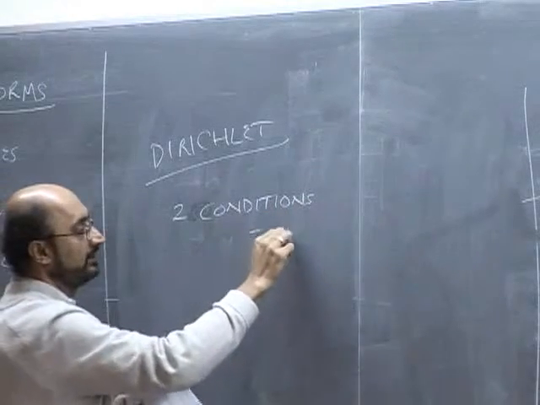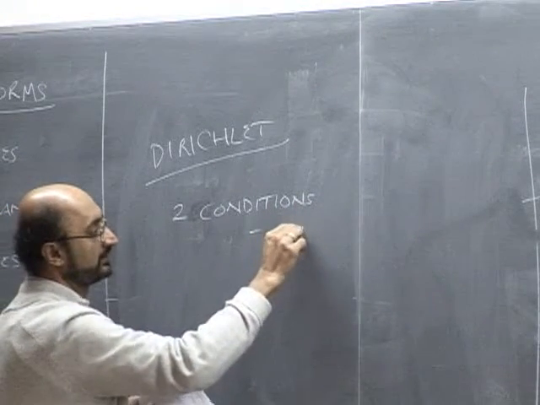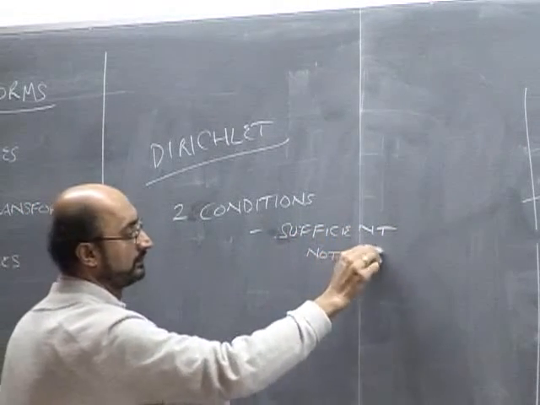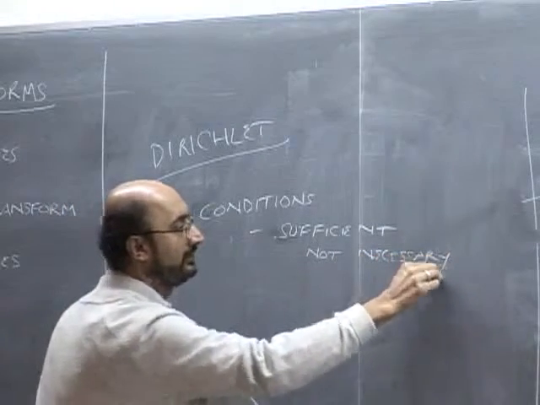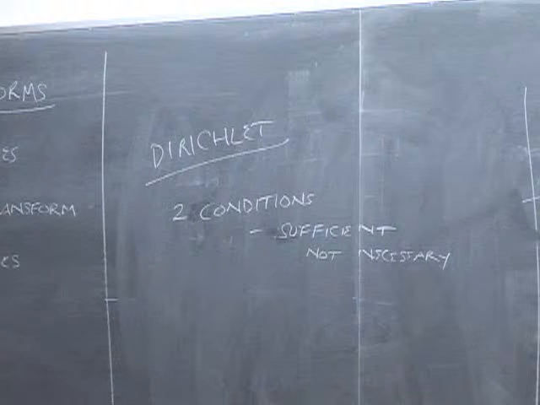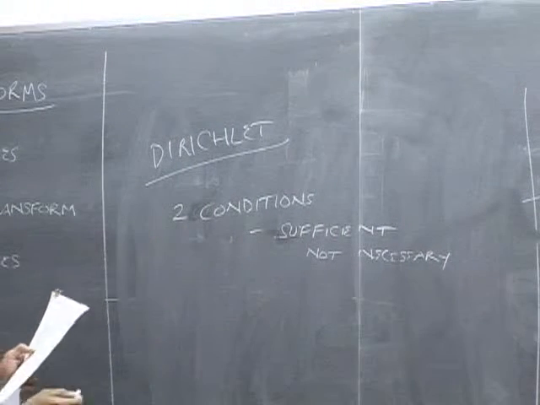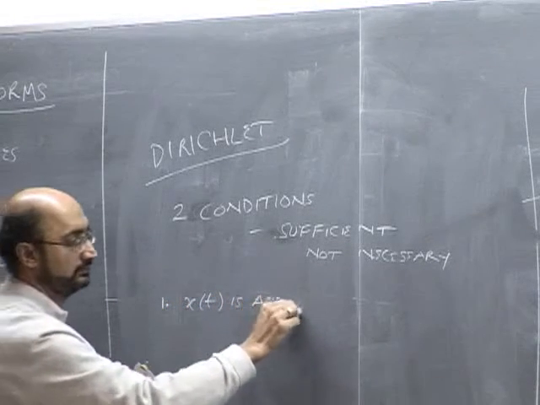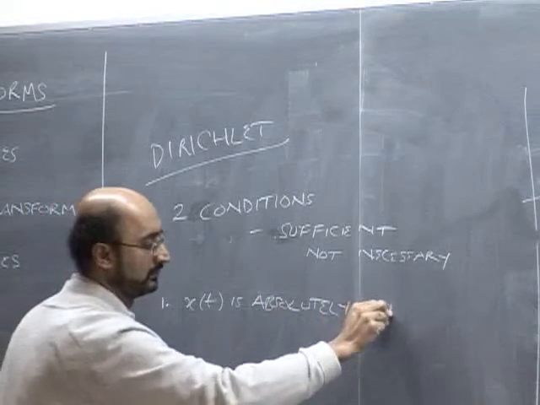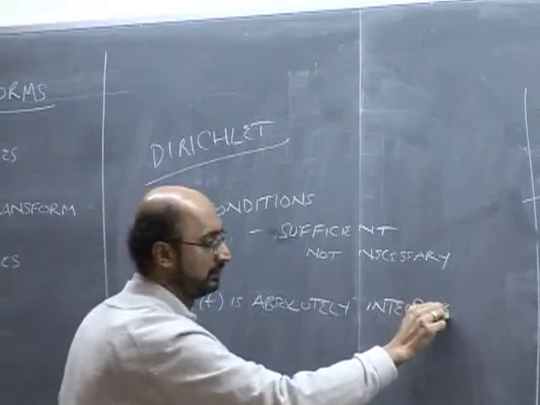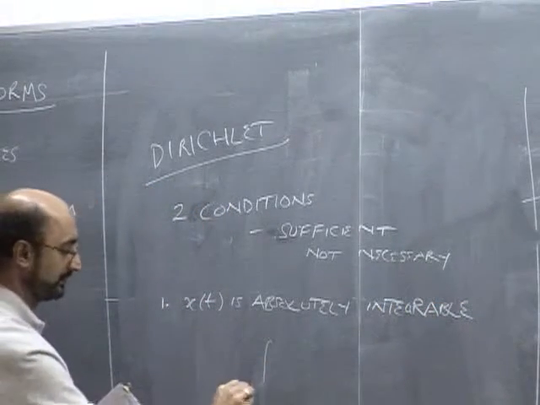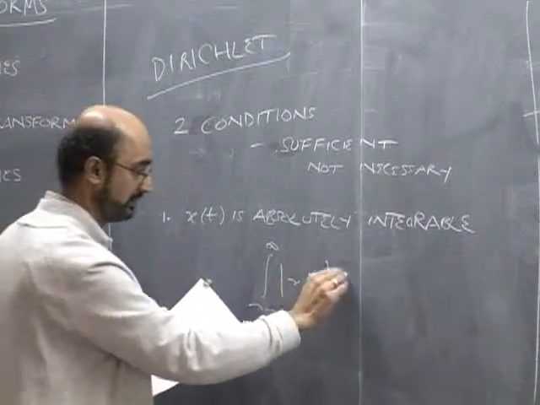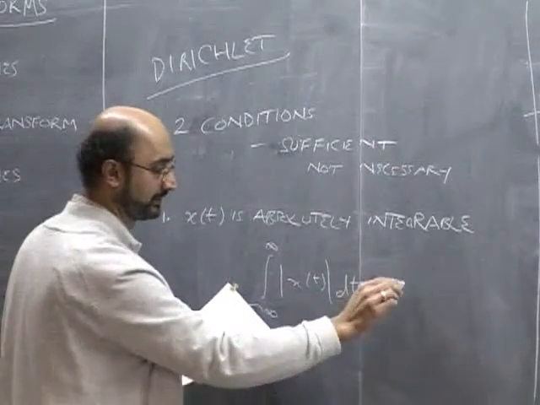these are sufficient but not necessary. In other words, if these two conditions hold, for sure we're going to have a Fourier transform. If they don't hold, we can't say, right? The first one is that x(t) is absolutely integrable, which means that the integral from minus infinity to infinity of the modulus of x(t) dt is less than infinity.